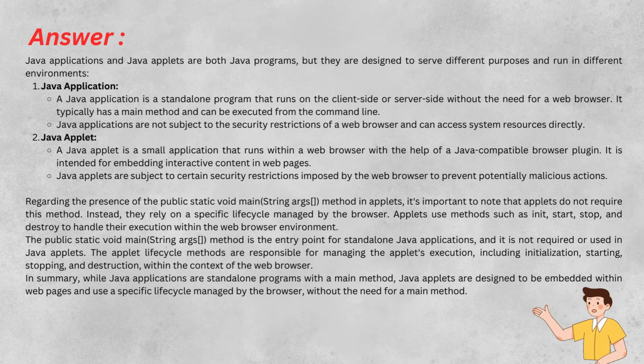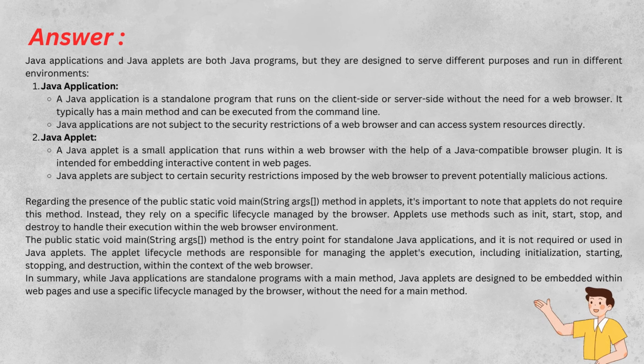A Java application is a standalone program that runs on the client side or server side without the need for a web browser. It typically has a main method and can be executed from the command line. Java applications are not subject to the security restrictions of a web browser and can access system resources directly.